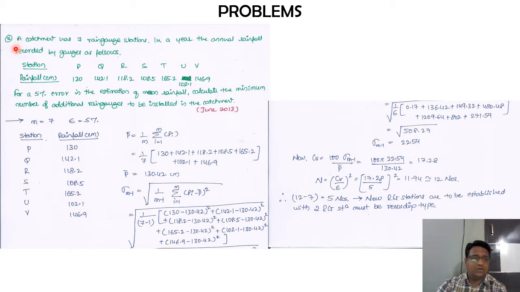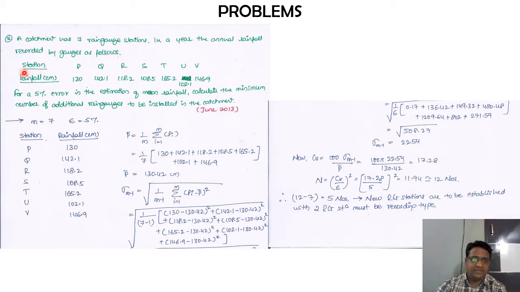Okay, so now the second problem we are going to have, again, is also on the optimum number of rain gauge stations, similar to the first problem that we have solved. So I'll just read it out. A catchment has 7 rain gauge stations. In a year, the annual rainfall recorded by these gauges is as follows.